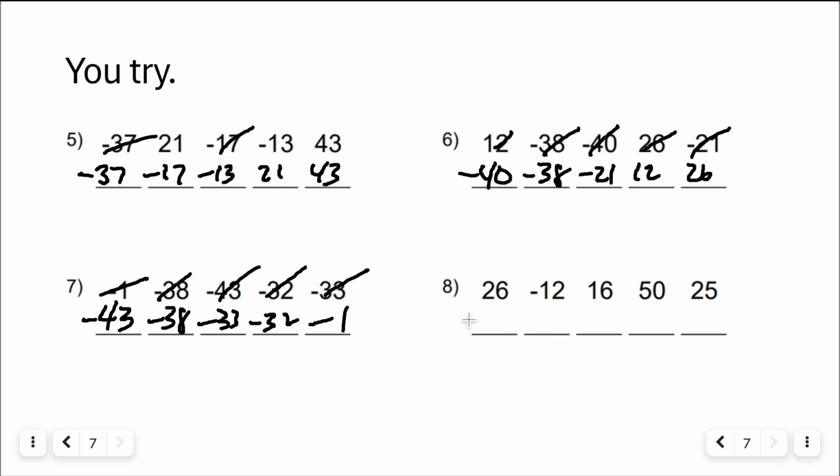All right, and then number 8. So I wouldn't want to owe $12. I'd like to have $16. I'd like to have $25. I'd like even more to have $26. And I'd really like to have $50. And there's my answers.